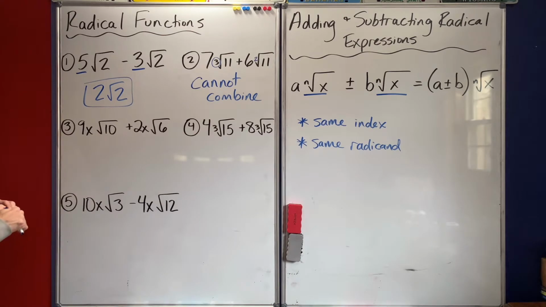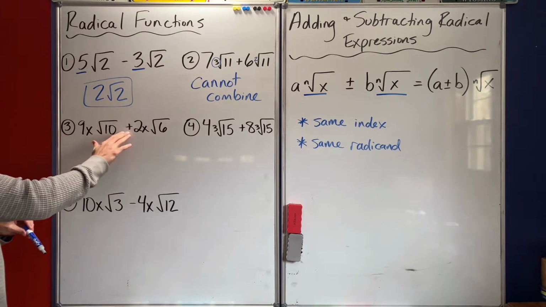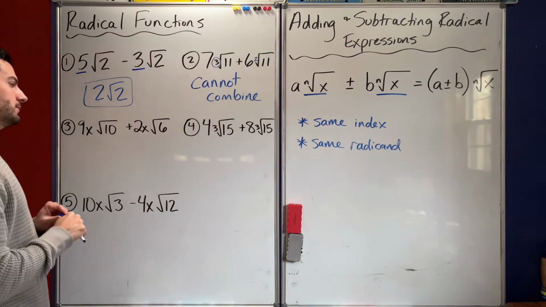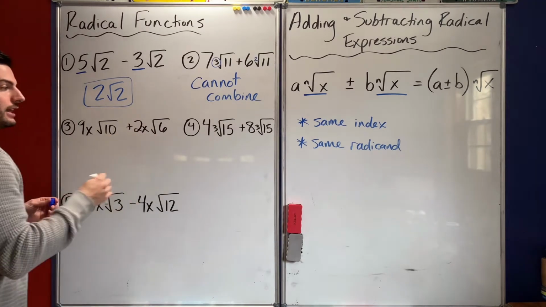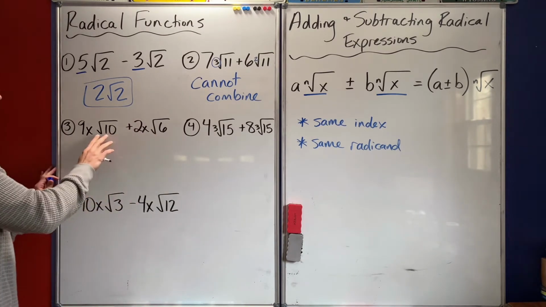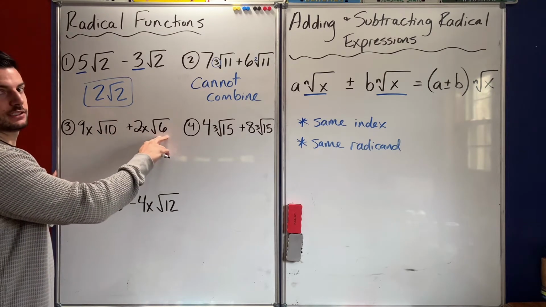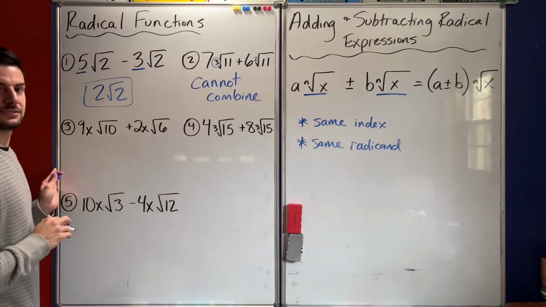Now moving along, number 3 here. 9x times the square root of 10 plus 2x times the square root of 6. Again, we look at these, they have similar numbers outside of the radical. We could call those coefficients. And so the square root of 10 and the square root of 6 are the same type of root, the same index, but different radicands.